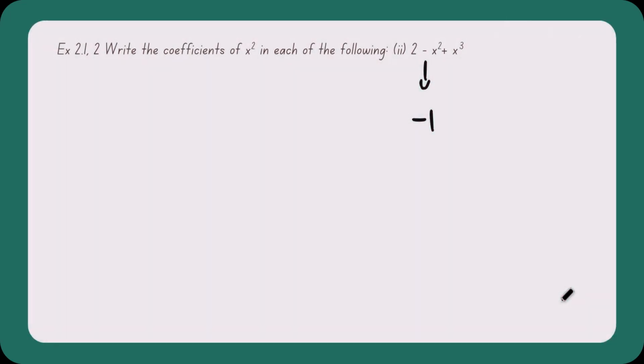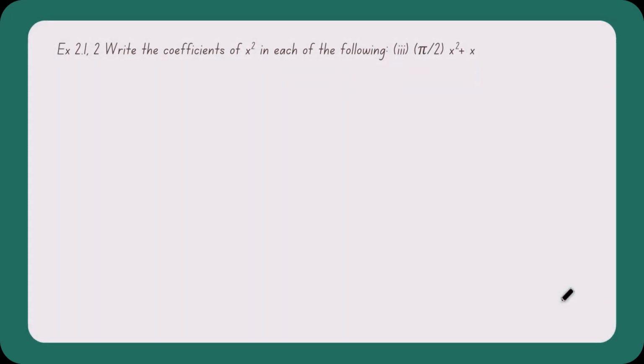So it is minus 1. Now what about the next one? What is the coefficient of x square in pi by 2 x square plus x? So it will become pi by 2, right? So what is the coefficient? Pi by 2 will be the coefficient of x square. Look here carefully. The number associated with x square is pi by 2, so it will become pi by 2.